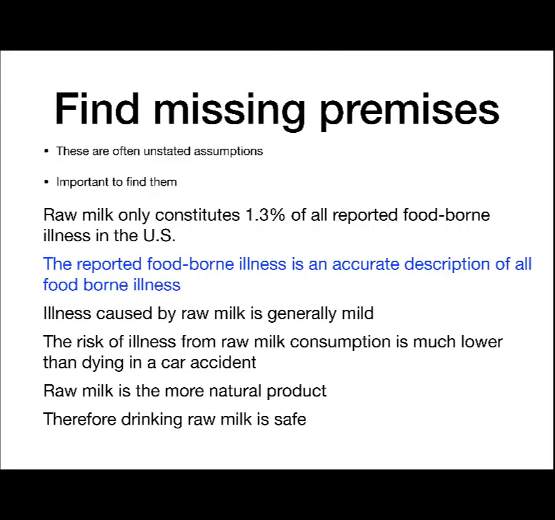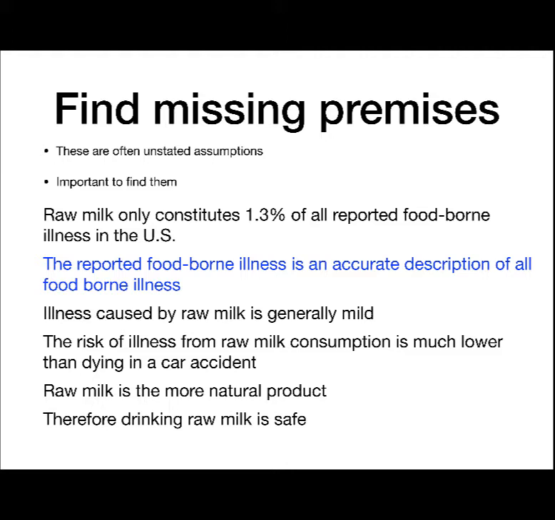First of all, let's look for missing premises. Sometimes in arguments, people will leave out premises, sometimes intentionally, lots of times not. But these left out or missing premises are really important, especially when you're testing the argument. So in this argument, there actually is a missing premise. There is an assumption that raw milk constitutes only 1.3% of all reported foodborne illness in the U.S. How'd they get that statistic?